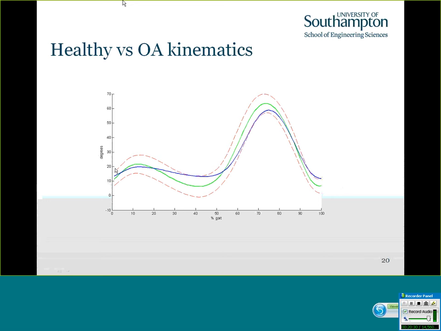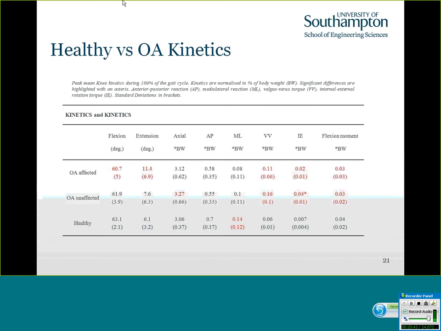But it is of note that there are quite high standard deviations for both the healthy and the osteoarthritic knee kinematics. And this in turn does have quite a large effect on the kinetics. So this is a table of all the kinetics: the axial loading, AP constraint, medial lateral constraint, valgus varus moment, IE moment, and flexion moment.